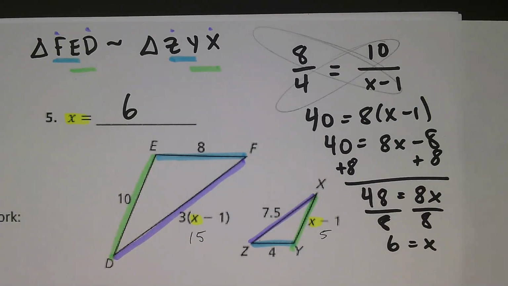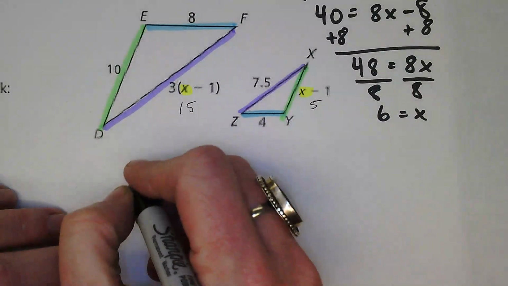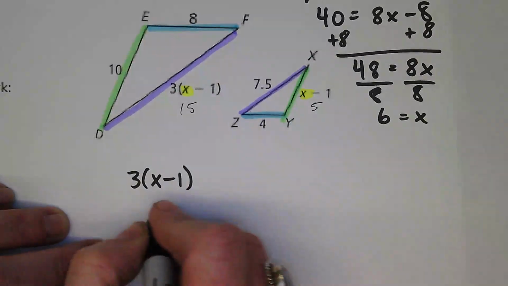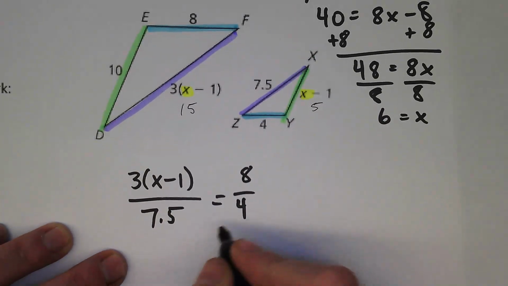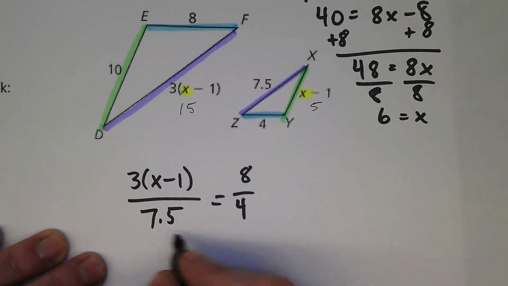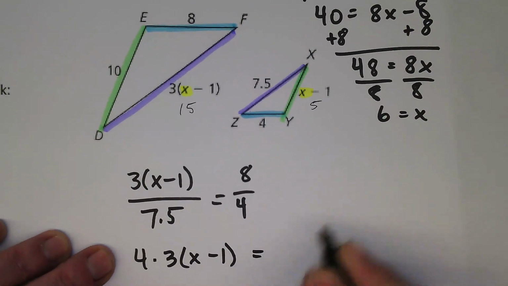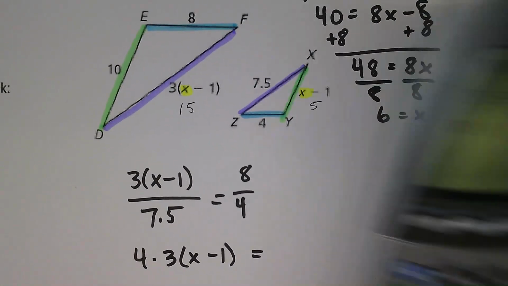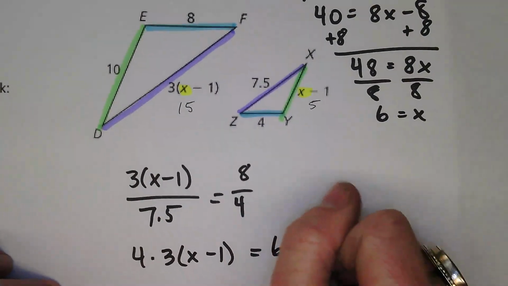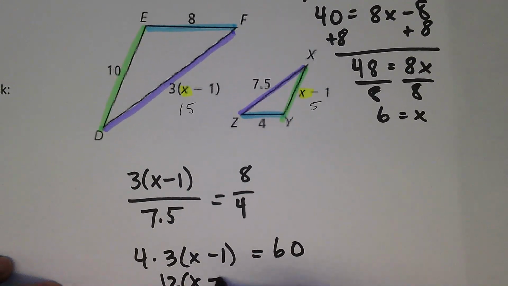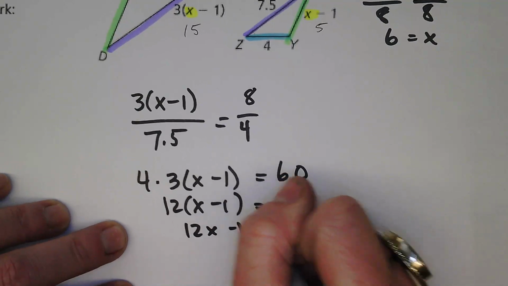And if I was just doing this on my own, I'd be done. But I thought I would show you that you can set up a different proportion. Like I could use these purples, 3 times X minus 1. That corresponds to 7.5 in the same way that 8 corresponds to 4. And then I'm going to have to do my cross products here. This is going to be 4 times 3 times X minus 1 equals 8 times 7.5. 8 times 7.5 is 60. And this is going to be 12 times X minus 1. I'm going to distribute that 12. 12X minus 12 is equal to 60.